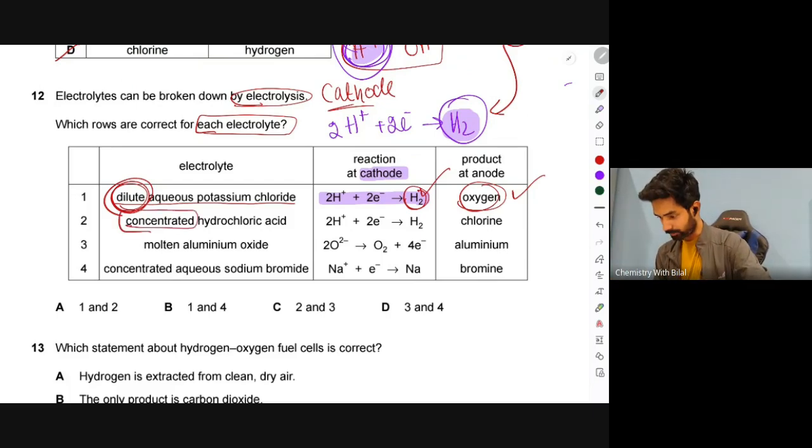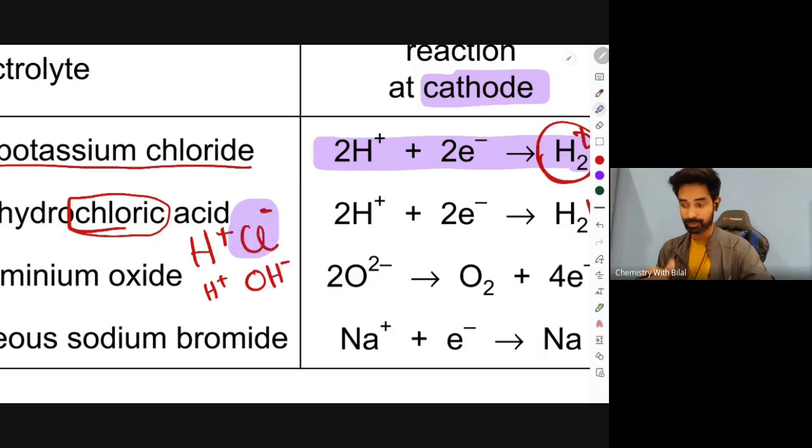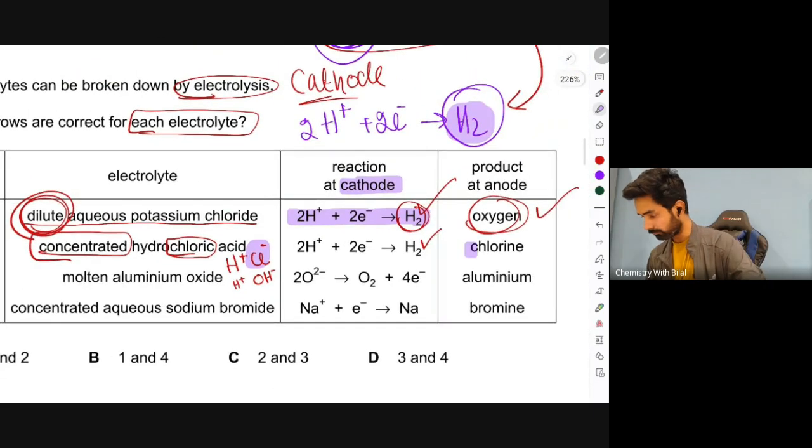Concentrated will have a catch. Now you have concentrated, it doesn't matter, the cathode equation remains the same. Since it is concentrated, at the anode instead of oxygen you will get that anion. What is present in hydrochloric acid? H plus ion and Cl negative ion, right. And since it is concentrated, water will also be there. Now there is chloride ion that will be oxidized in preference to hydroxide ion. So chlorine will be produced.